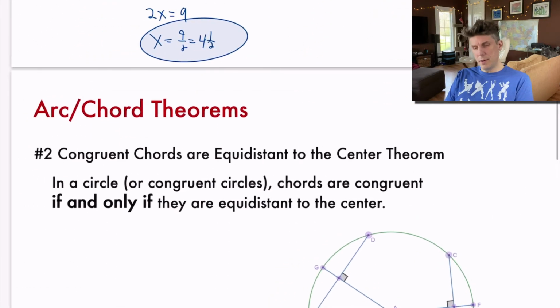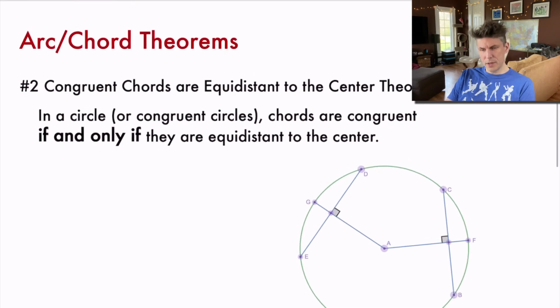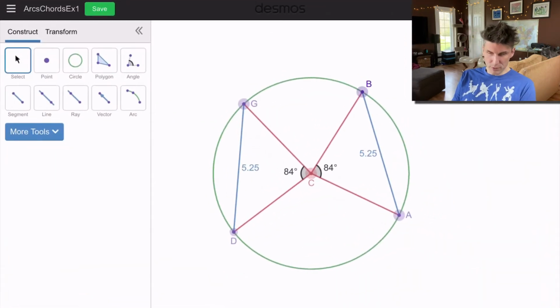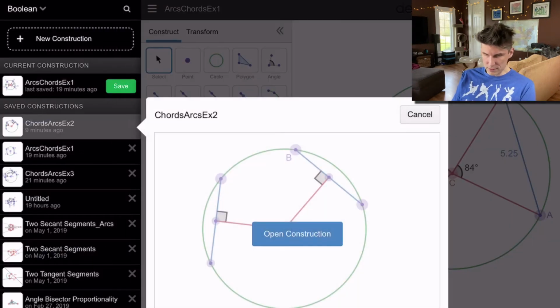Moving on. The next arc chord theorem says congruent chords are equidistant to the center, right? That's a fun name. So if you have congruent chords in a circle, that means they both would have to be equidistant to the center. So once again, I have another Desmos example to show you so we can move things around. I believe this is example 2.